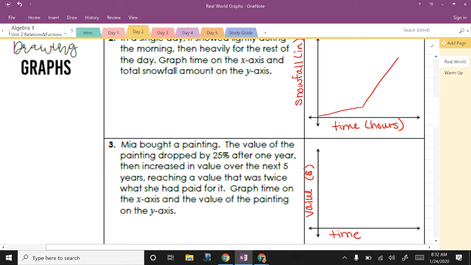No. Because think about it. When she bought a painting, she paid money for it, didn't she? Yeah, that's what I'm saying. Yeah, so the painting had value when she bought it, right? The value was not $0.